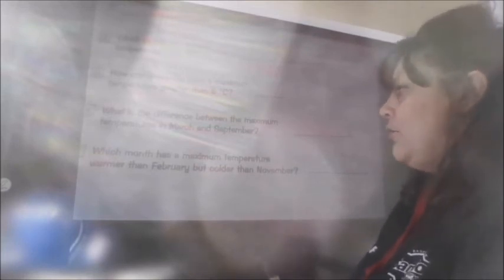And then you've got, what is the difference between the maximum temperatures in March and September? So look at September, look at March, and work out the difference. And then finally, which month has a maximum temperature warmer than February, but colder than November? So you've got to look at February, you've got to look at November, and which month has got a maximum temperature that's warmer than one, but colder than the other? Okay. So remember, underline these key things in your book and then you won't go wrong.